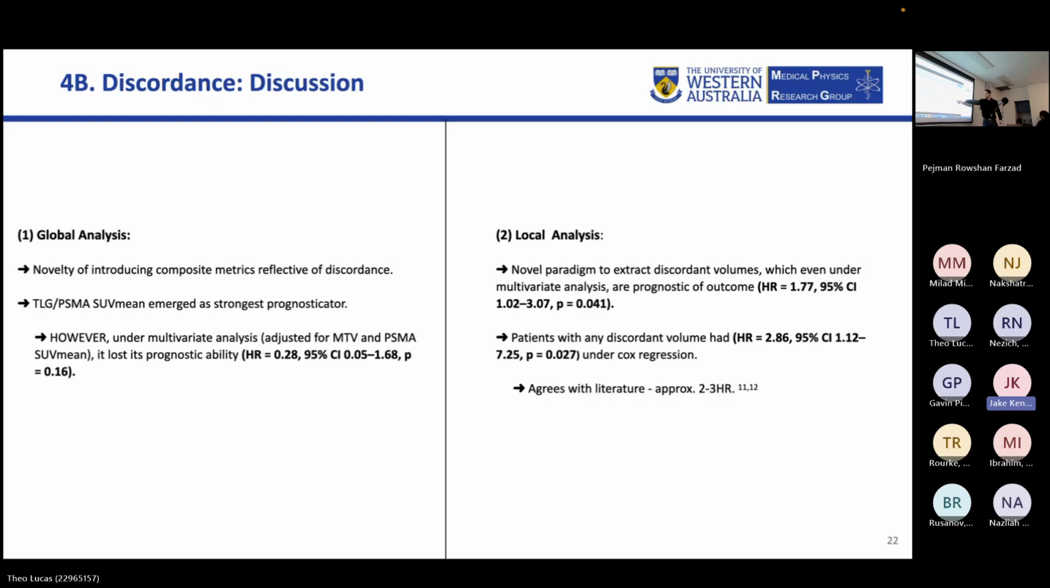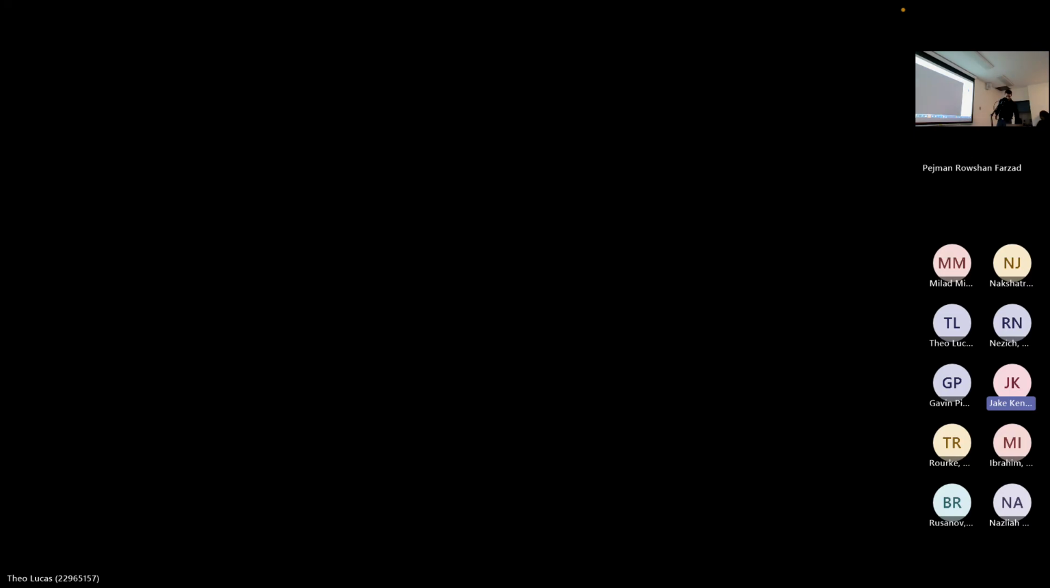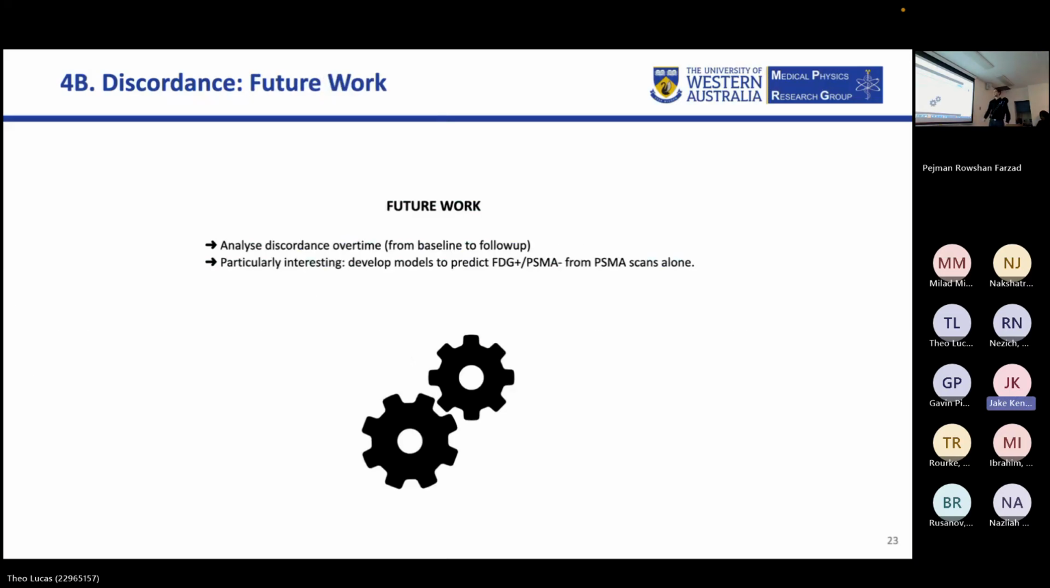And indeed, that hazard ratio of 2.86, which I mentioned before, agrees with some of the literature, where they show that patients with one mismatched lesion tend to have a 2 to 3 times increase in the hazard of death. All right, and future work would be to apply the discordance analysis over time. This was all done at baseline, but it would be interesting to see how discordance evolves from baseline to follow-up. And particularly interesting, though not to do with my research, would be to develop models to predict discordance from PSMA scans alone, because obviously taking an additional FDG scan for a patient is generally inconvenient: extra radiation, time, money, etc.